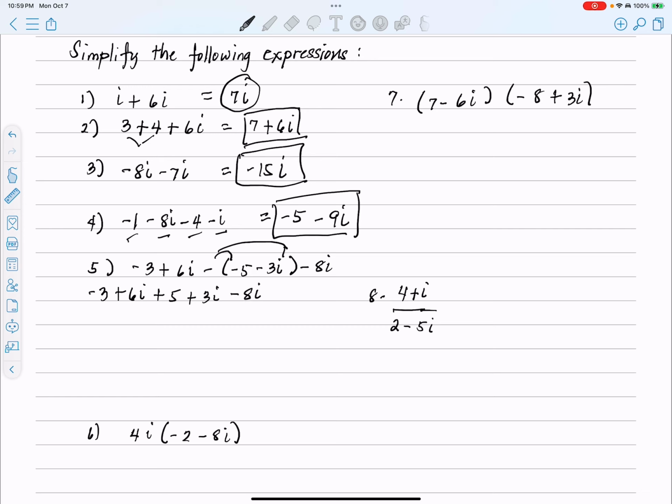Combine terms. I will put the negative 3 and 5 together, and I will put the 6i plus 3i minus 8i together. So negative 3 plus 5, that is positive 2. Plus 6 plus 3, that's 9, minus 8, that is 1i, or simply i. So your answer is 2 plus i. All right, let's do number 6.